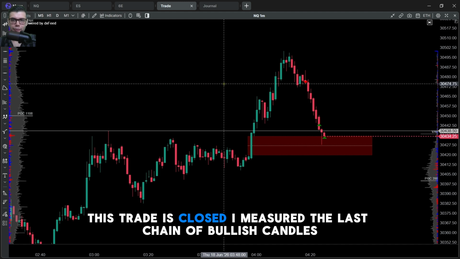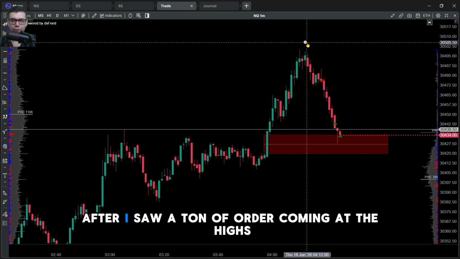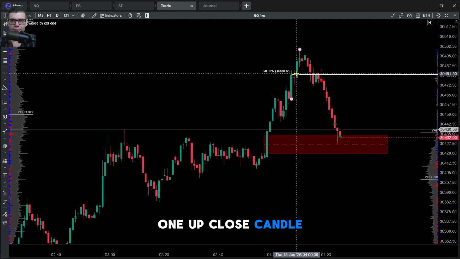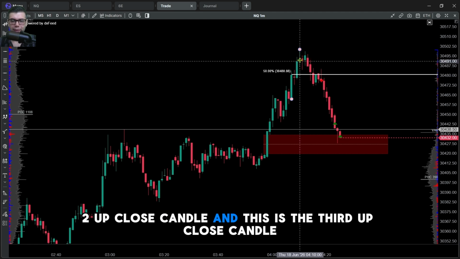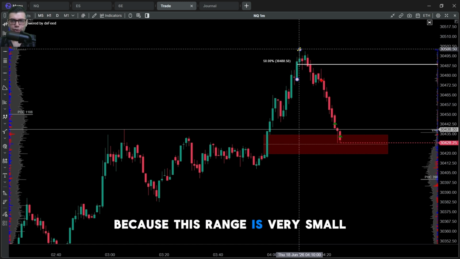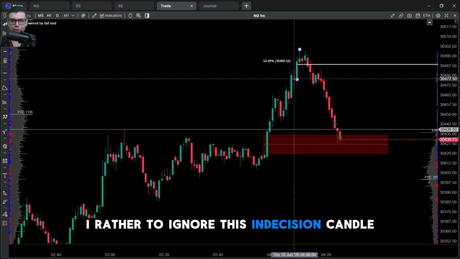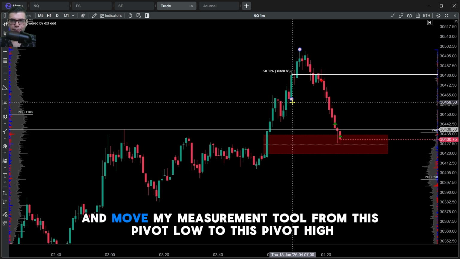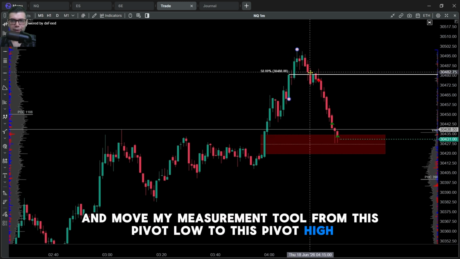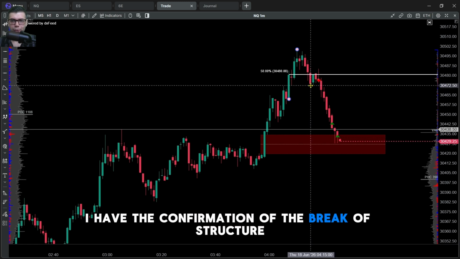This trade is closed. I measured the last chain of bullish candles after I saw a ton of orders coming at the highs. One up close candle, two up close candles, and this is the third up close candle. Because this range is very small, I rather ignore this indecision candle and move my measurement tool from this pivot low to this pivot high. On this down close candle, I have the confirmation of the break of structure.